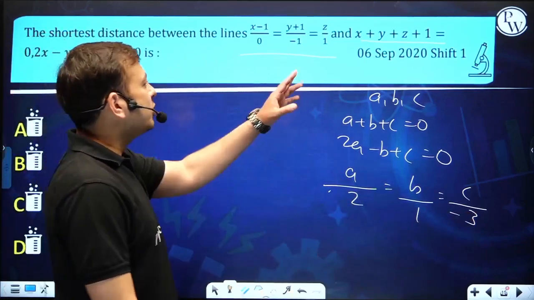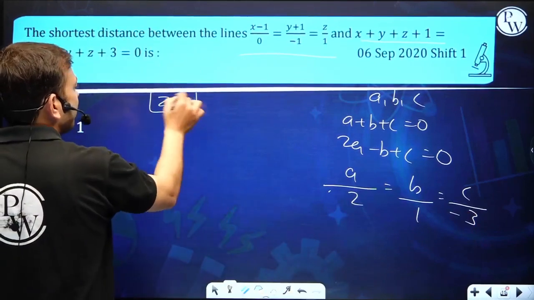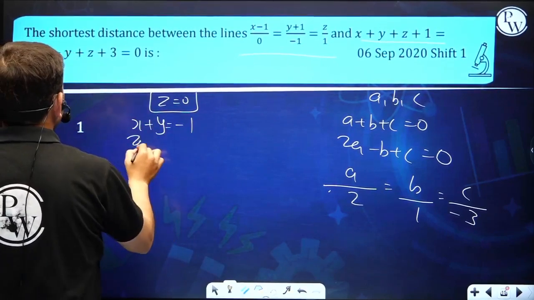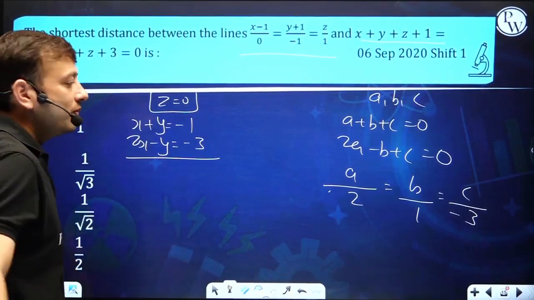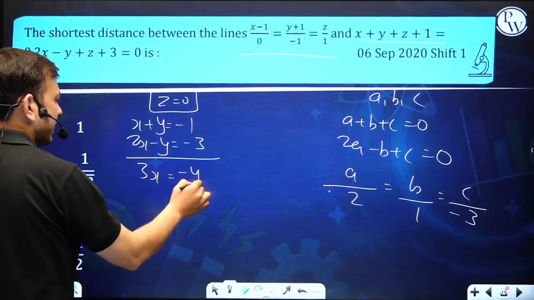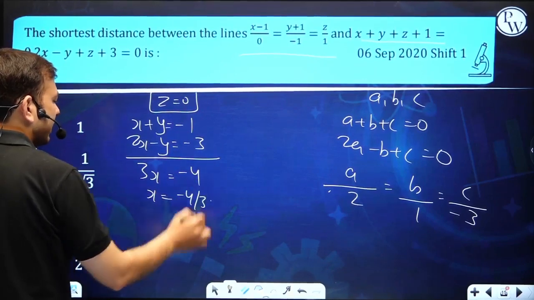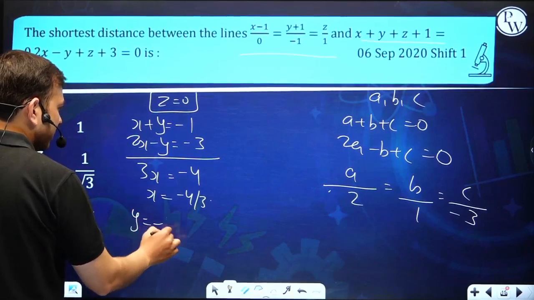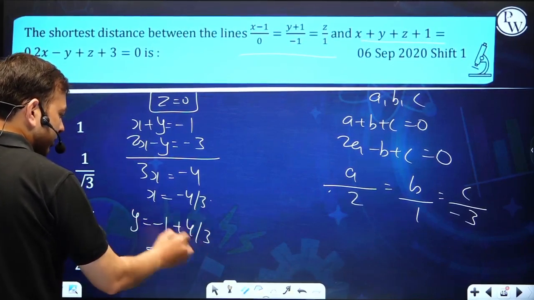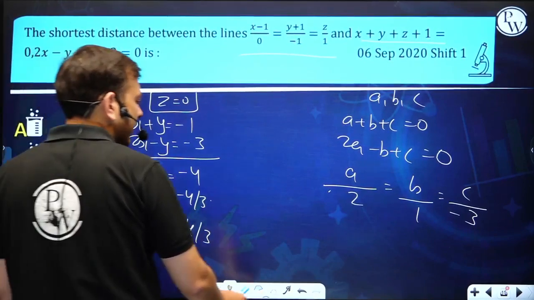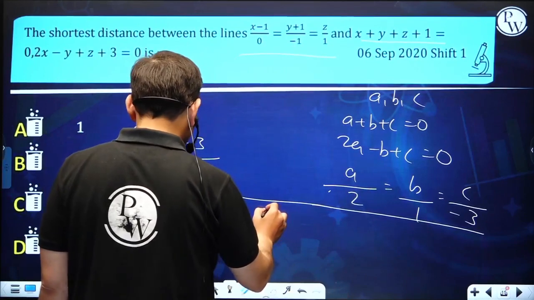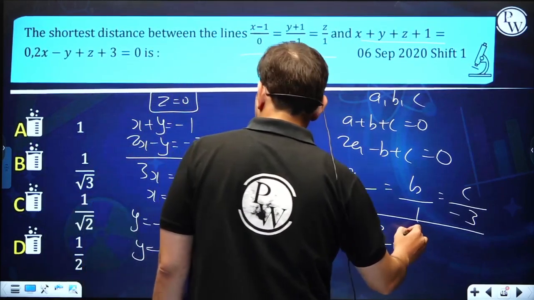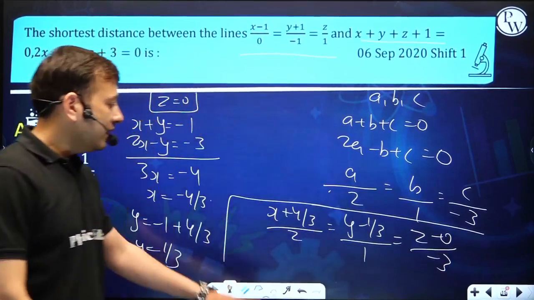Now to get one passing point, you put any one thing as 0. Let Z be 0. If Z is 0, X plus Y is equal to minus 1. And here if Z is 0, 2X minus Y is equal to minus 3. Add them, so 3X is equal to minus 4. X is equal to minus 4 by 3. Now substitute here, so what will it be? Y is equal to minus 1 plus 4 by 3, so minus 3 plus 1, 1 by 3. So the equation of the line will be (X plus 4 by 3) by 2, (Y minus 1 by 3) by 1, (Z minus 0) by minus 3.